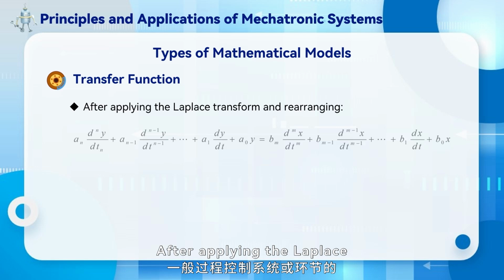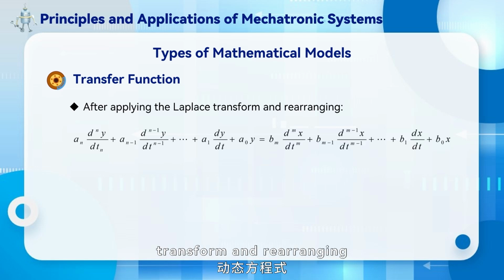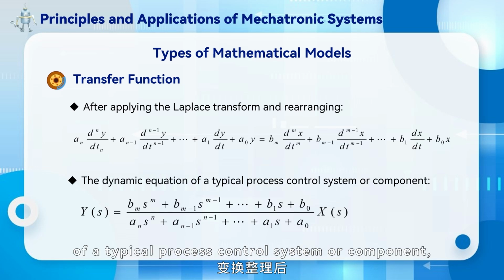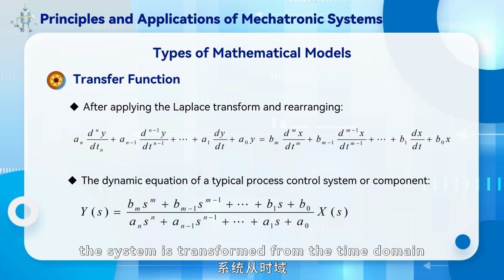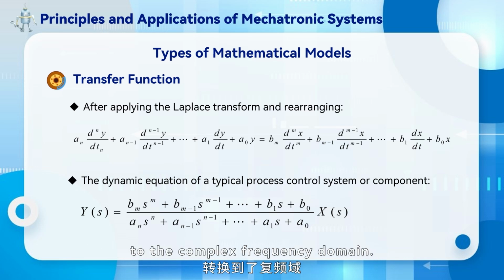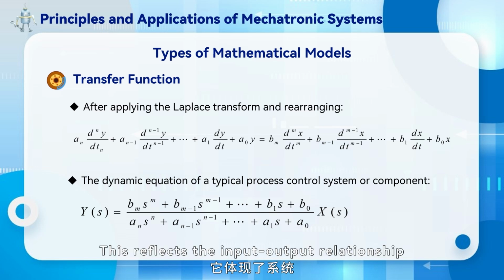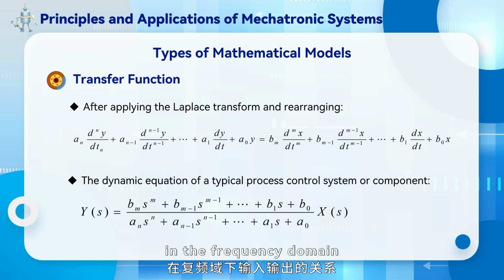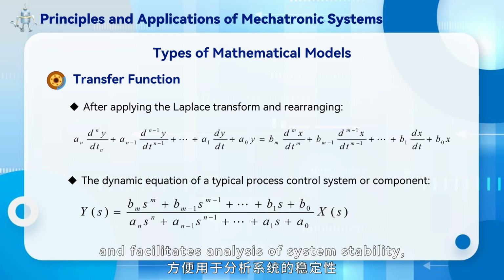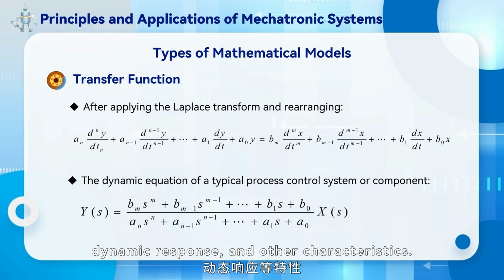After applying the Laplace transform and rearranging the dynamic equation of a typical process control system or component, the system is transformed from the time domain to the complex frequency domain. This reflects the input-output relationship in the frequency domain and facilitates analysis of system stability, dynamic response, and other characteristics.